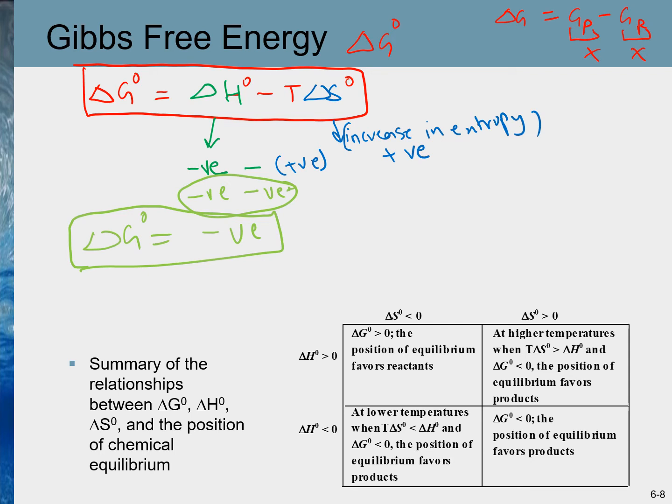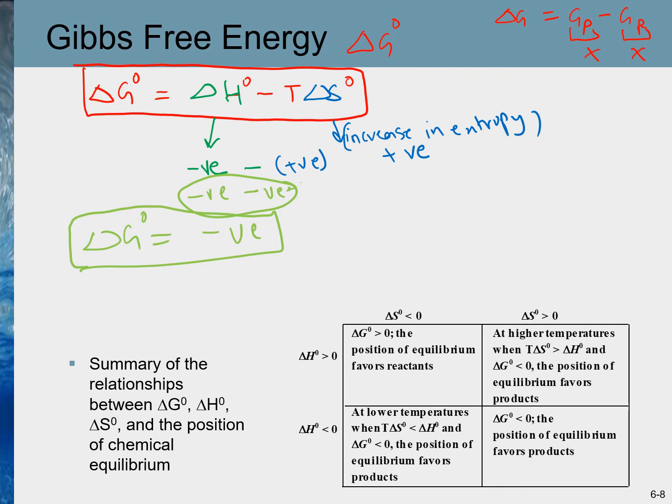So therefore we can say the reactions in which the enthalpy is negative and entropy is positive, those reactions will favor the formation of products. That's one possibility.